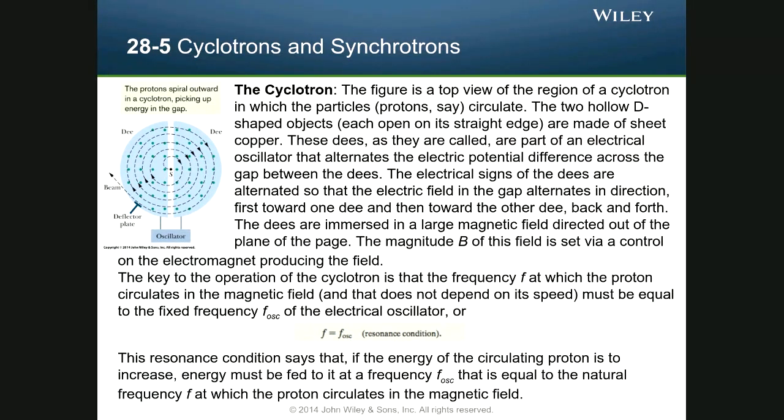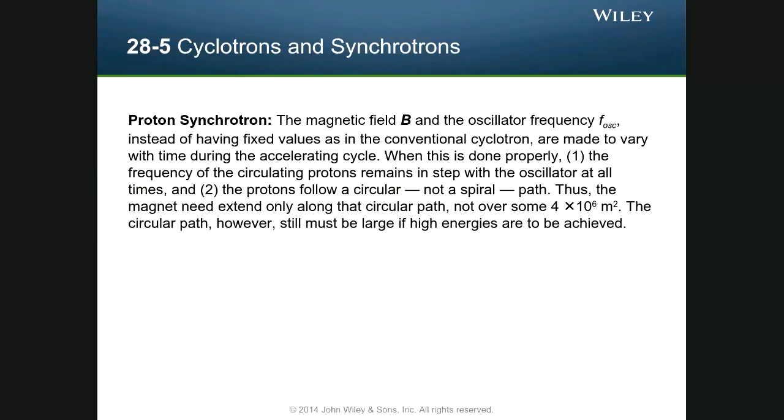Now, the synchrotron is the proton synchrotron. The magnetic field and the oscillator frequency, instead of having fixed values like they have in the cyclotron, are made to vary with time during the acceleration cycle. What that means is that when this is properly done, the frequency of the circulating protons remains in step with the oscillator at all times, and the protons follow a circular and not a spiral path. So the magnet needs to extend only along the circular path and not over the entire area of the cyclotron. The circular path, however, must still be very large if high energies are to be achieved.